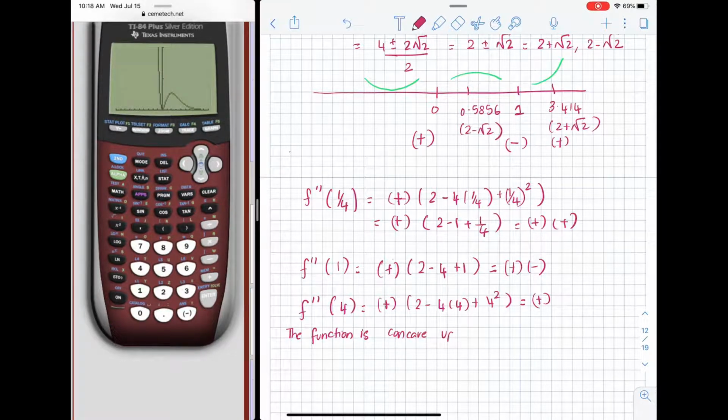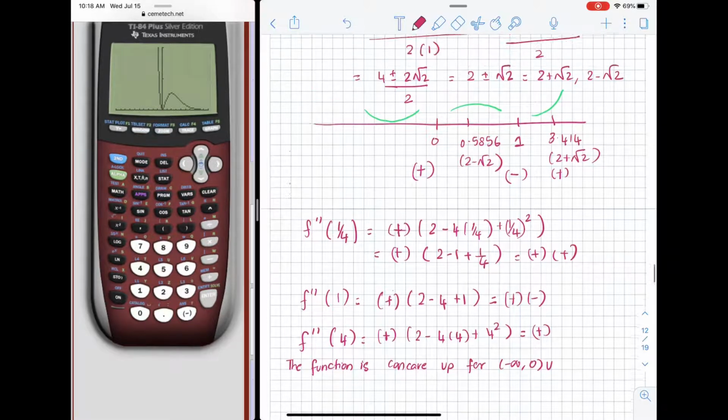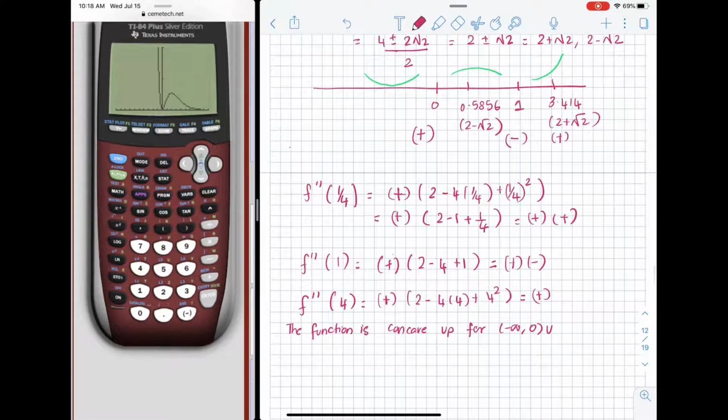The function is concave up for negative infinity up to 0, union the critical point that we found, 2 plus root 2, up to positive infinity, and the function is concave down for 2 minus root 2 up to 2 plus root 2.